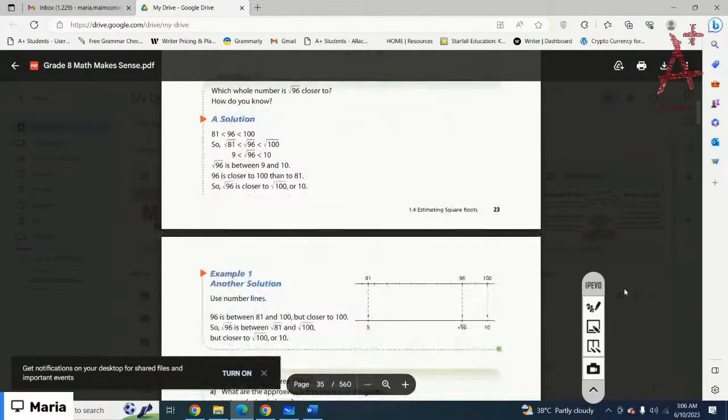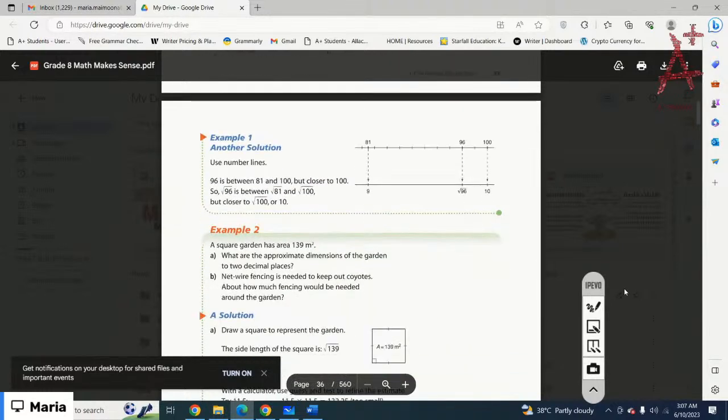Like this one here. Which whole number is square root 96 closer to? Okay, the square number closest to 96 is 100. 100 is greater than 96, and the one that is less than 96 is 81. That means square root 96 is between 9 and 10, greater than 9 but less than 10.